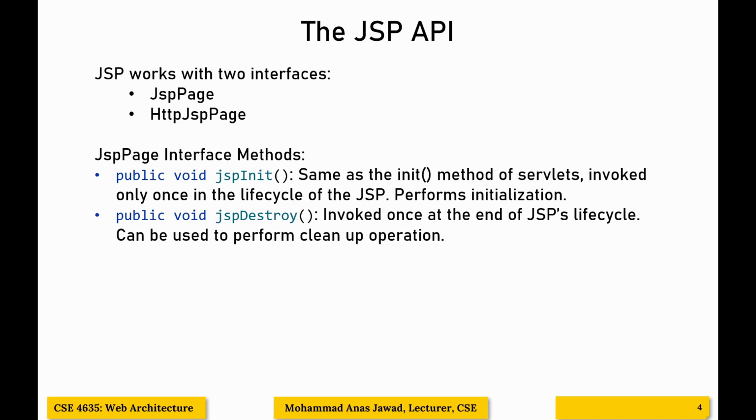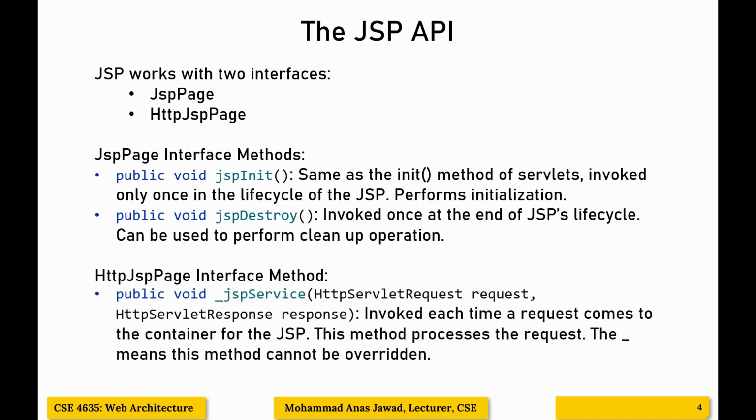The HTTP JSP page interface has only one method, and that is public void _jspService method. As you can see, the _jspService method takes two inputs as parameters, your HttpServletRequest object and HttpServletResponse object. This is the method that is called each time a request is received by your JSP page. So essentially, this method is responsible for handling or processing your client's request. The underscore at the beginning of this method's name indicates that this method cannot be overridden.